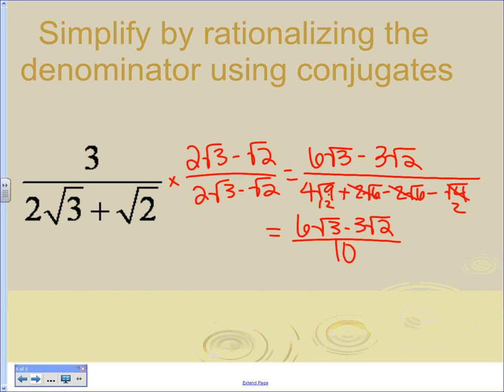If this were a 4, would they reduce? Yes. And if it will reduce, you do have to reduce it. Does that make sense? All of the numbers outside of the radicals, only if they all reduce by the same thing. But if they don't, you just leave it. It's 6 square root of 3 minus 3 square root of 2 over 10.